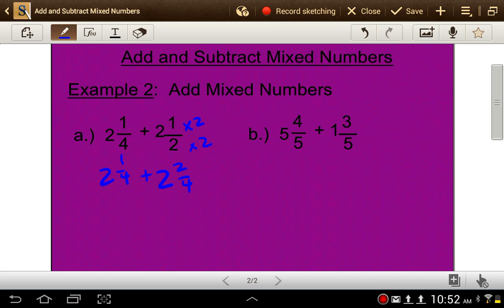Okay, you just add the whole numbers. 2 plus 2 is 4. Then you add your fractions. 1 plus 2 is 3.